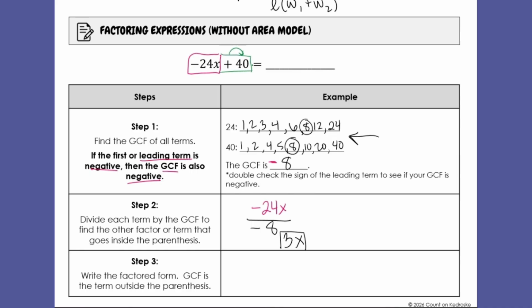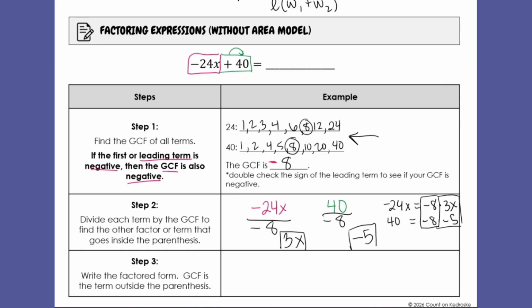Remember, always keep the sign with the term. So I have positive 40. And then I'm going to also divide that by -8. So positive 40 divided by -8 would actually be -5. So essentially what I just did here is I took this area and said -8 times 3x gives me -24x. I took the next area, which is 40, and I said -8 times -5 would give me positive 40. So again, that greatest common factor is our common factor, and then I found the other factors that would make the other dimensions.